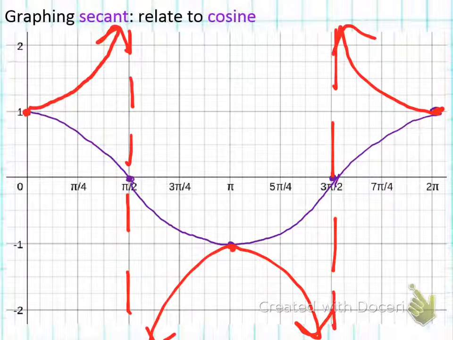Okay, but I have cosine there just to help guide me with where to draw the asymptotes and where to have these kind of major points. Now we're going to move on to sine and cosecant. So we'll start on Desmos and then draw it by hand.